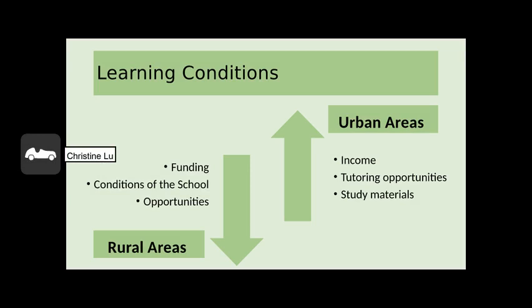There are drastic differences between the learning conditions in rural areas compared to those in urban areas. Rural areas receive less funding from the government, thus, the conditions of the schools are worse off. Also, the students in rural areas generally receive less opportunities. On the other hand, people who live in urban areas usually have a higher income, therefore, they have the ability to give their kids more opportunities to learn, such as getting a tutor or purchasing more study materials. These factors are crucial in determining how a student performs on the college entrance exam.